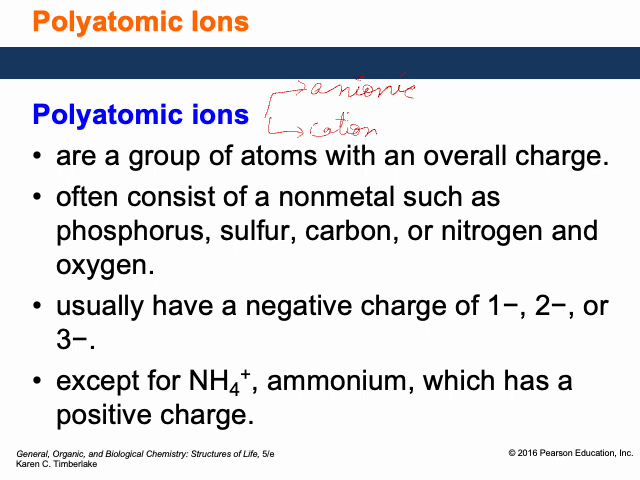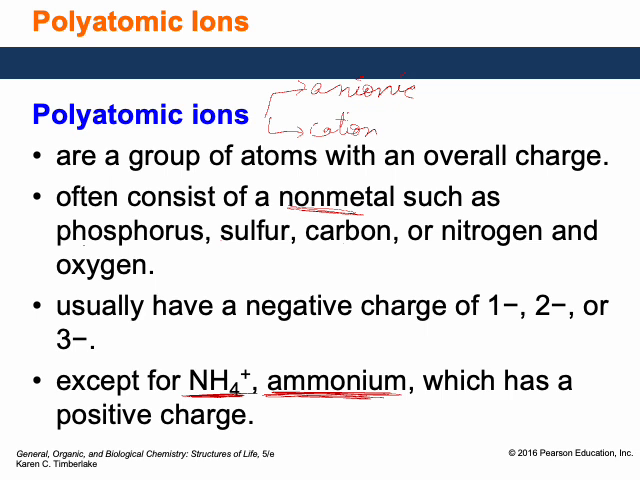Most of these anions will consist of non-metals such as phosphorus, sulfur, carbon and nitrogen along with oxygen. So most of them consist of oxygen along with something else. The positive charge cation that we usually see is ammonium. NH4+ is called ammonium. You should know this name and this formula for the polyatomic ion. You do have to memorize some of the polyatomic ions, their names, their usual charges, and their formulas. So the ammonium ion is NH4+.